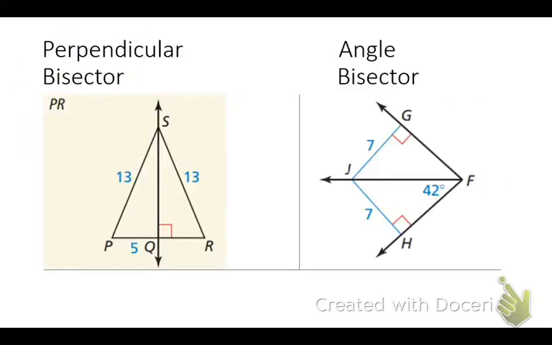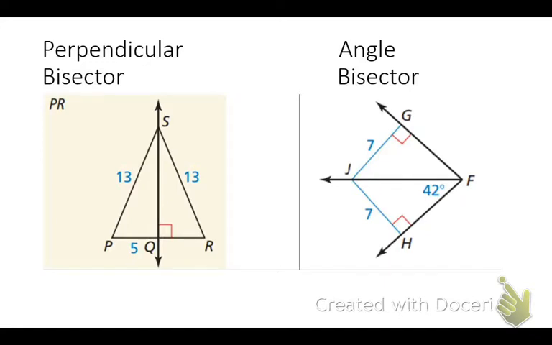We're going to flip to the next page. We're going to talk about perpendicular bisectors and angle bisectors. We're actually going to dumb this down a lot. On your test or quiz, it's not going to tell you if it's a perpendicular or an angle bisector. So here are 2 examples. We're going to break it down. What do they look like? How are they different? What do we look for?